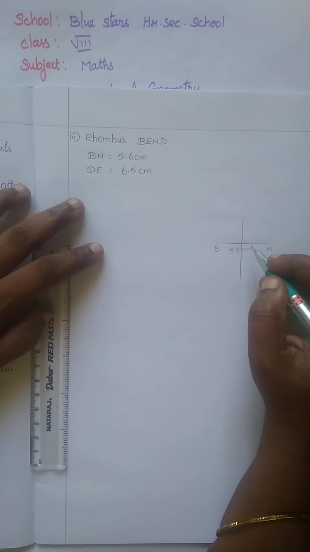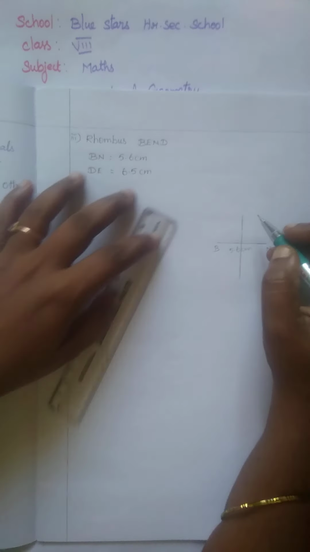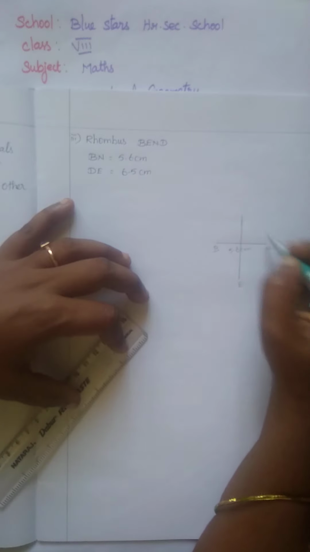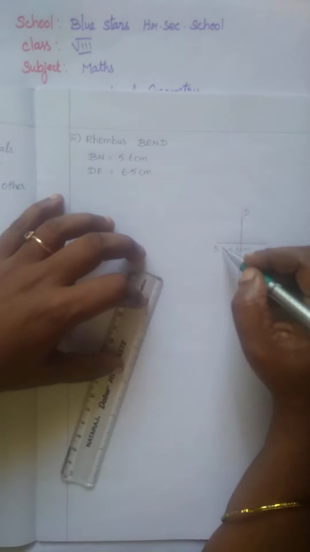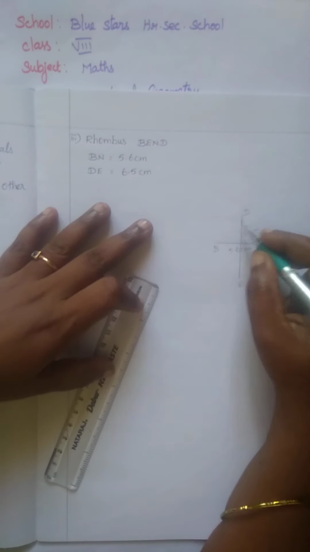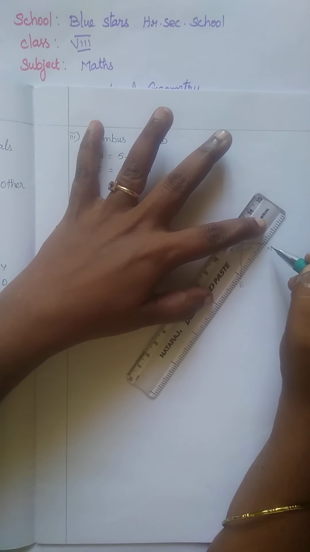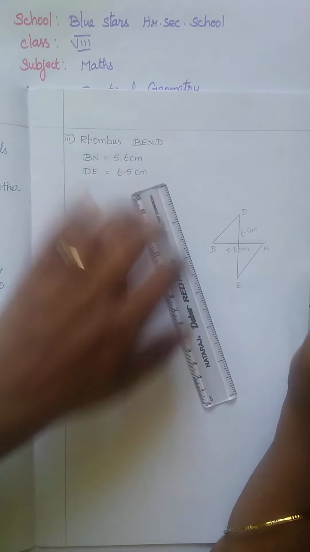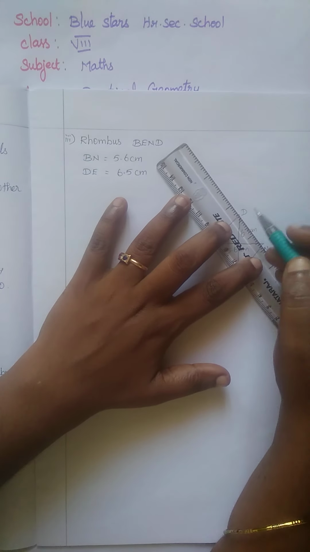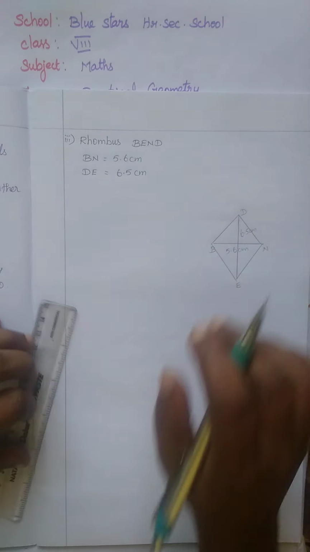But two diagonals are given, correct? Two diagonals are given. So using that we are going to draw a diagram. We draw the rhombus BE, here E, N came, then D. This length is 6.5 centimeter. We don't know the side value. Using the diagonal length we are going to draw a rhombus. So how can we draw that?